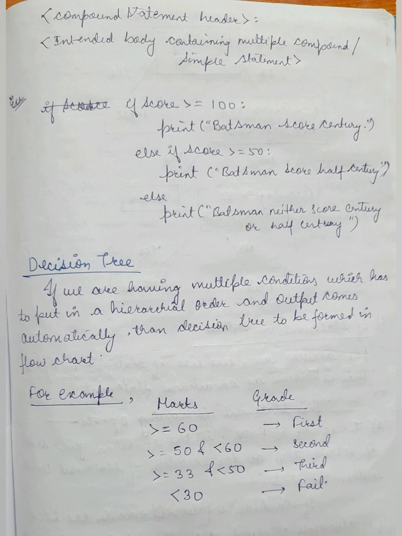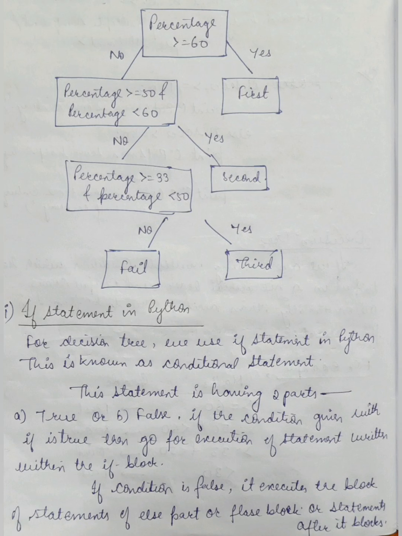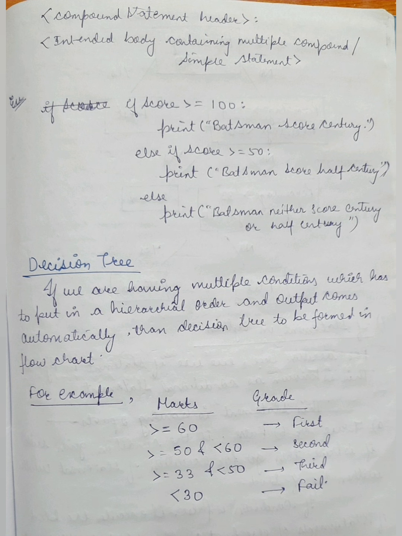Next topic is decision tree. If we have multiple conditions which have to be put in a hierarchical order and the output comes automatically, then a decision tree is to be formed in a flowchart. So let's see how we make a flowchart.